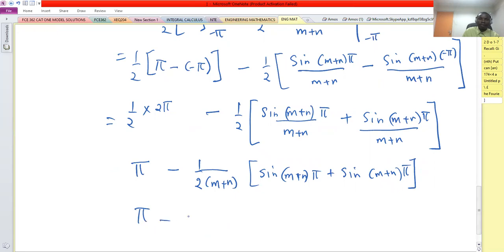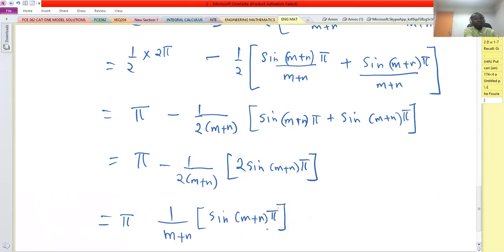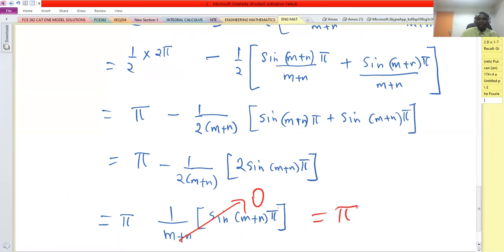So we have pi minus 1 over 2(m plus n), and then into 2 sine (m plus n) pi, so that we have pi. So these two will be now 1 over (m plus n) into sine (m plus n) pi, and now sine of multiples of pi is 0. So this part goes to 0. So the answer becomes pi.